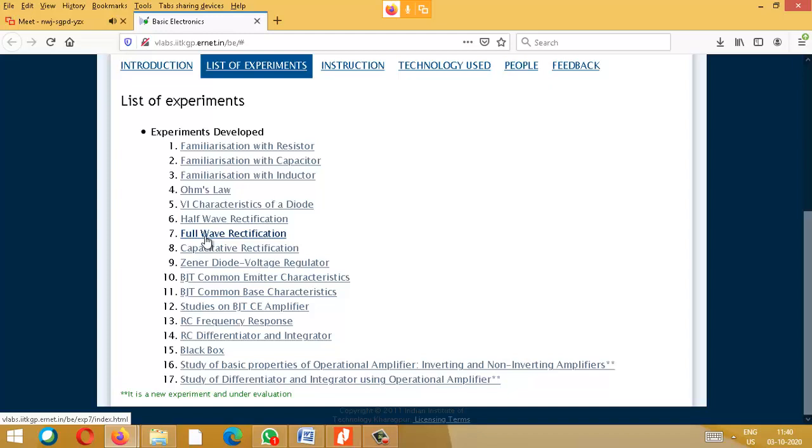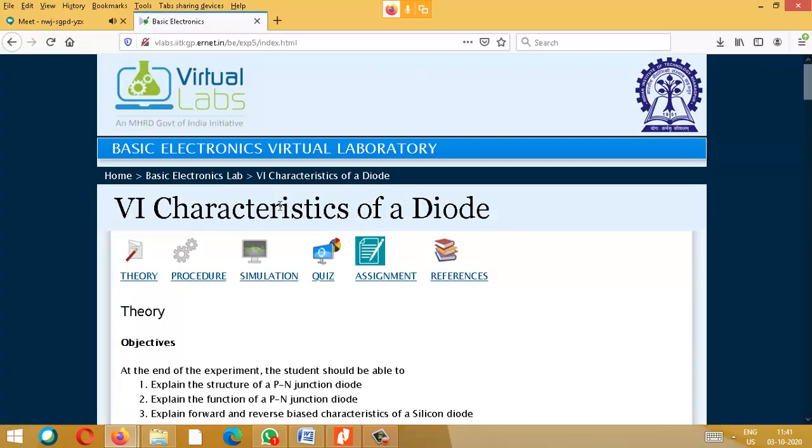Then we will continue with some other way. I will explain with some other simulation software. So now let us start with the first one, which is nothing but the VI characteristics of a diode.